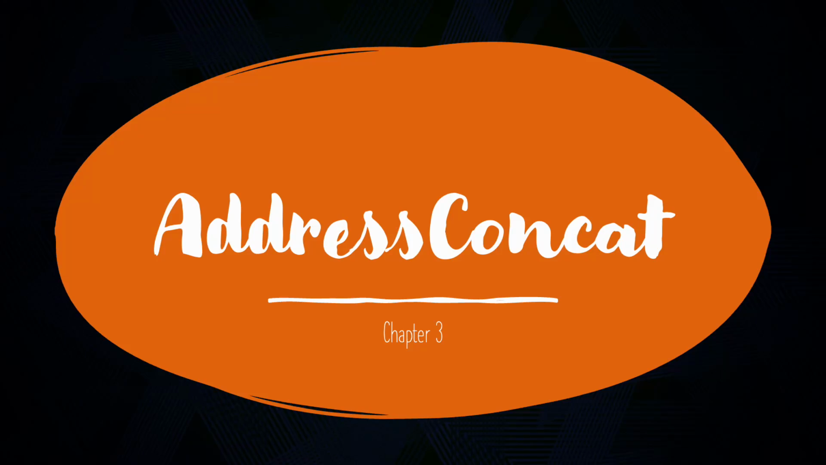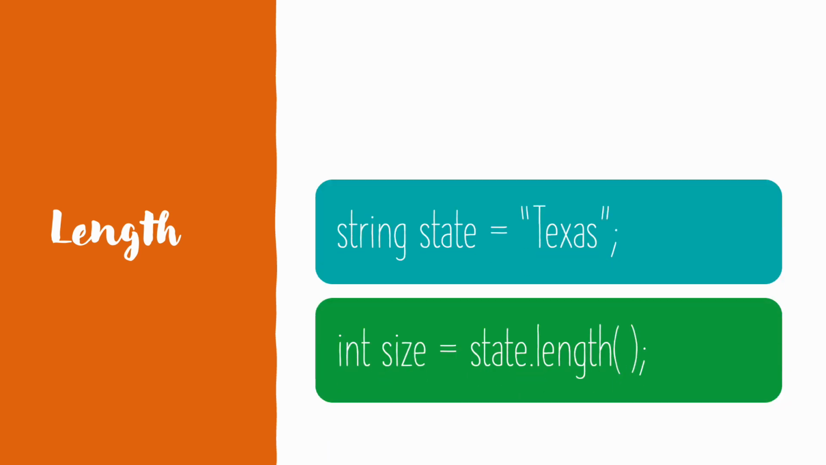Today we're going to be using strings in a very different manner than normal. We're going to combine them using concatenation. To start, C++ strings have a few member functions. For example, if you want to know the length of the string that's stored in a string object, you can call the object's length member function.